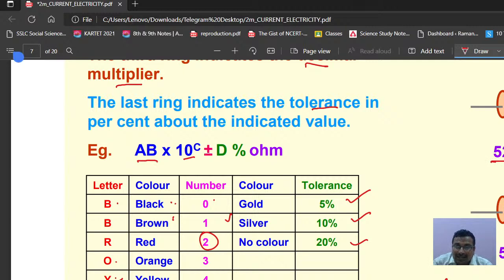Two rings tell about the two significant figures. The third ring tells about the multiplier. It is blue. Blue is about 6, so it is 10 to the power of 6. And the fourth ring is silver, so the tolerance is 10%. So this value is 52 into 10 to the power of 6 plus or minus 10%, ohm. This is the value of the second resistor.